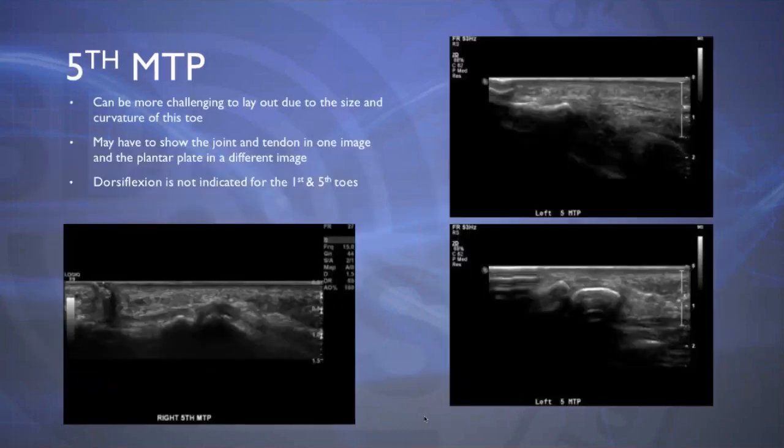The fifth can be more challenging to lay out due to the size and the curvature of this particular toe. So you may have to show the joint and the tendon in one image and the plantar plate in a different image itself. Dorsiflexion is not indicated for the first and the fifth toes, only for the second through the fourth. This is showing you here the right fifth MTP, and we can actually see the FDL along this toe really well, and we can get a little bit of that plate. We can see here's the FDL here, and we're trying to get a little bit of the plate in a separate image.